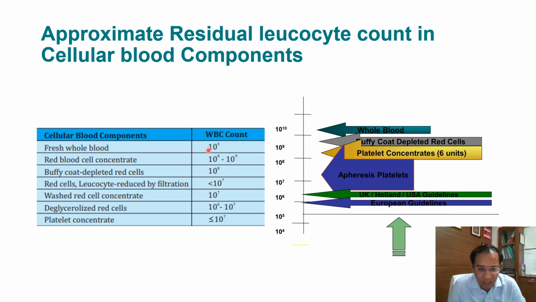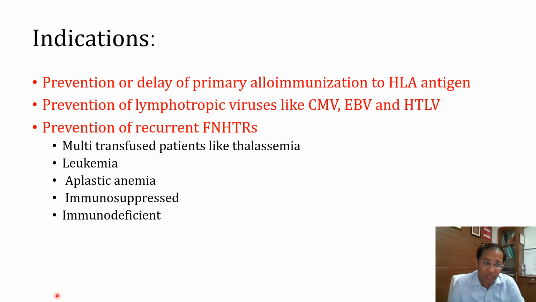You can see the whole blood is 10^9. When you do a buffy coat preparation, there is 1 log leukoreduction. And when you actually go for a filtration or leukoreduction per se, then it is 3 log leukoreduction or 10^6. So what are the indications?